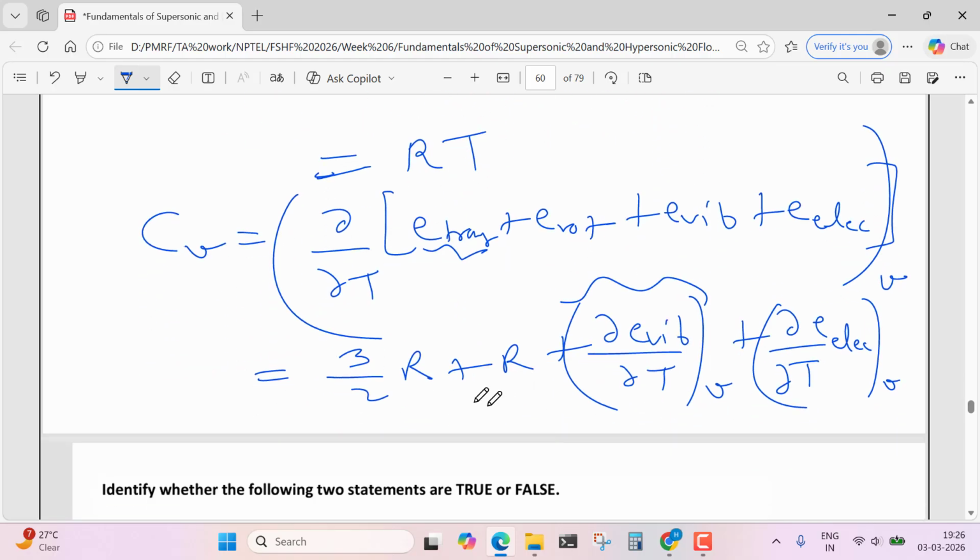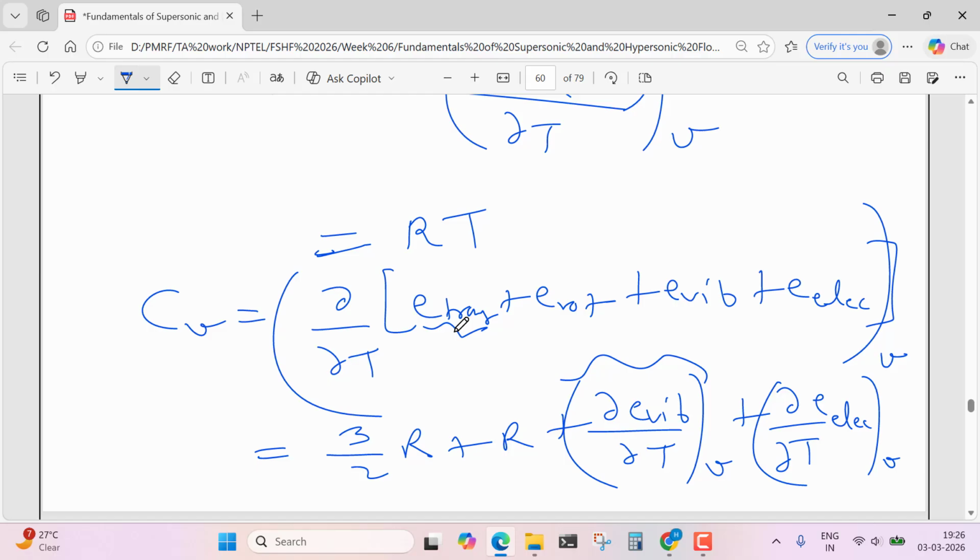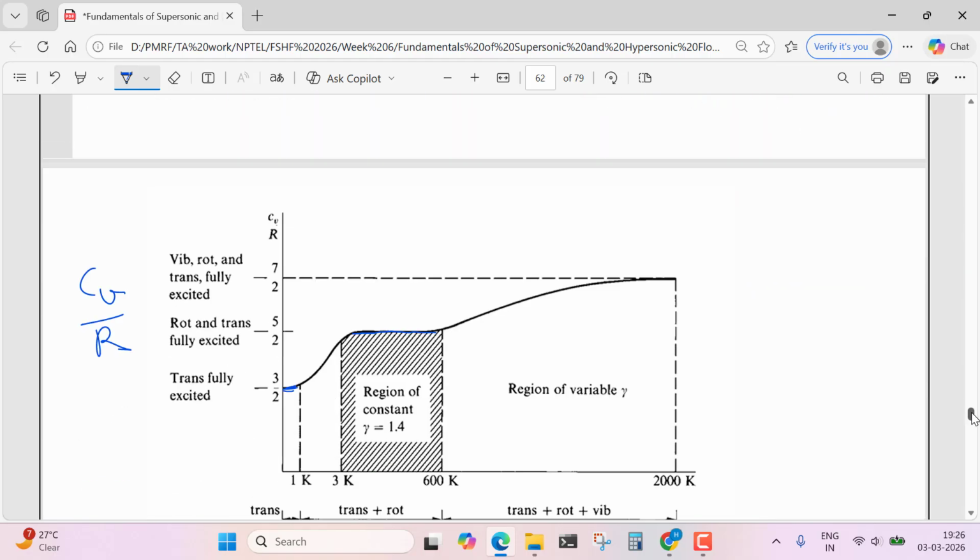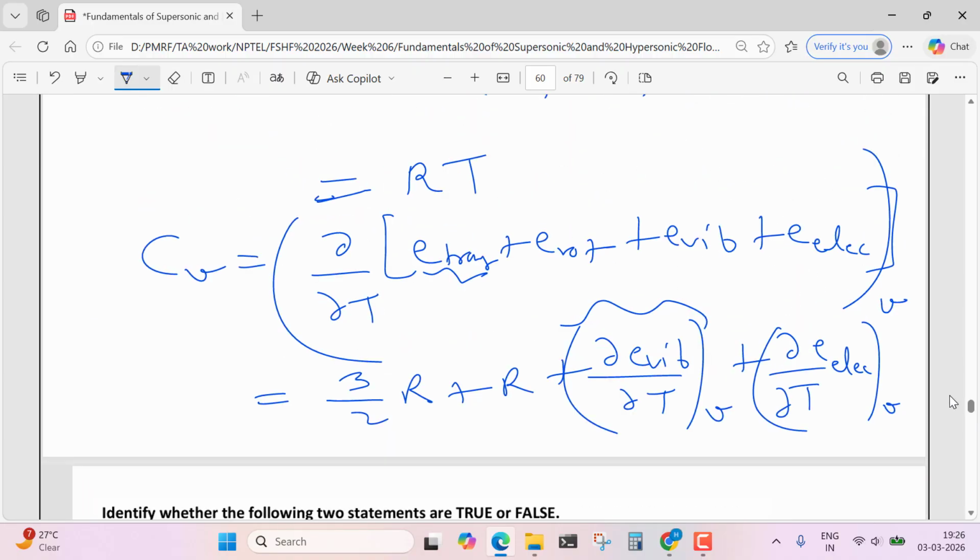So now, if we write the CV in full form, which will be dou upon dou T of the summation of all the internal energy at constant volume, we'll get 3 by 2 R for translational, R for rotational, and dou E vibration upon dou T at constant volume plus dou E electronic upon dou T. This E vibrational we also found before, so you can just substitute the earlier expression and find the derivative here for CV. Like this, we can get the CV.